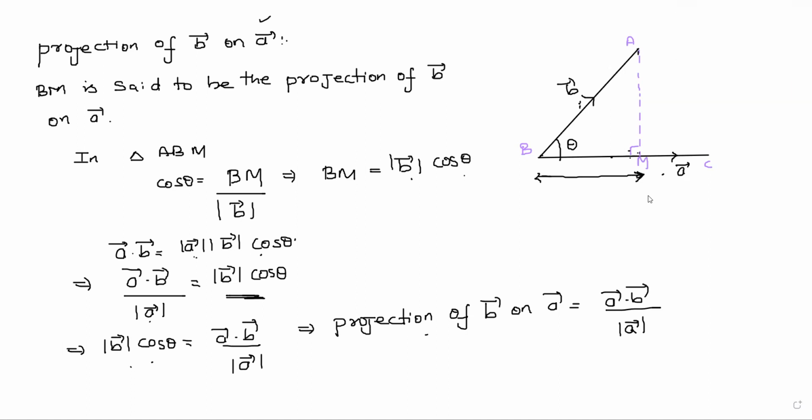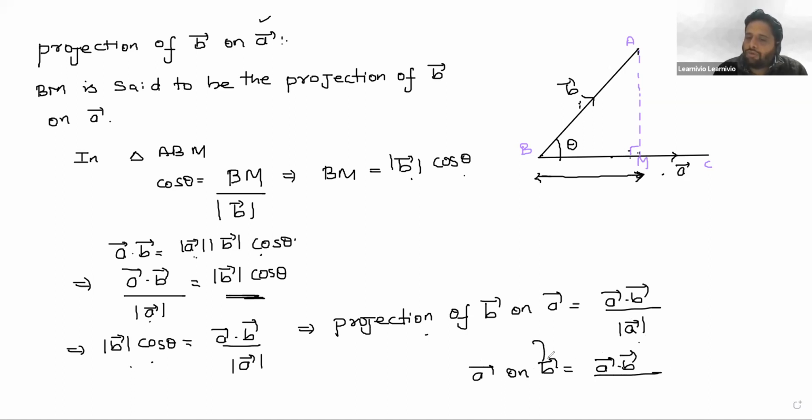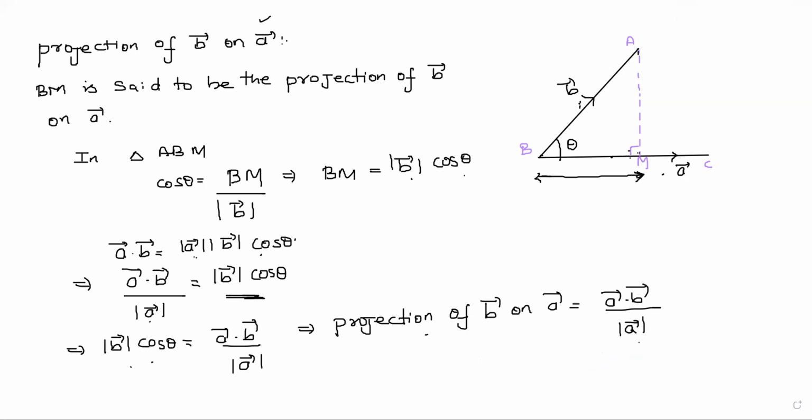Yes, sir. Okay, so if you need to find the projection of B on A, find the dot product and divide by the magnitude of A. If you are finding the projection of A on vector B, then the formula is A dot B divided by the magnitude of B, as you're finding the projection on this vector. I hope this is clear to everyone. Please note this down and confirm, then I will give you a question on the basis of this.